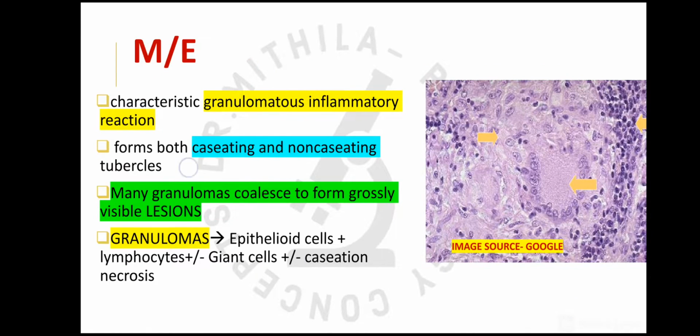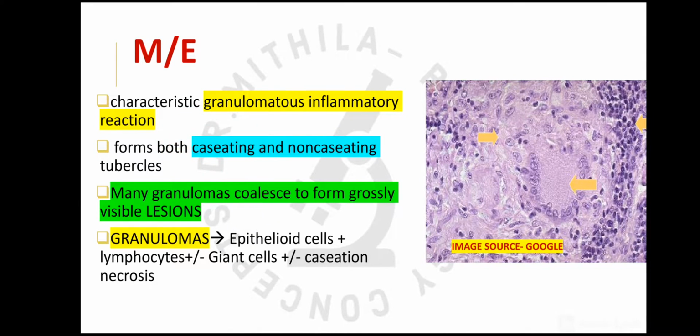Next, in the microscopic examination, you know that tuberculosis is characterized by granulomatous inflammatory reaction. I also have described this in detail in the videos I have uploaded on chronic inflammation. So both caseating and non-caseating tubercles or granulomas are formed. Mostly if the patient is immunocompetent, the granulomas are non-caseating, while if the patient is immunocompromised, like an HIV infected individual or patient on glucocorticoids, in those cases a lot of caseation is seen.